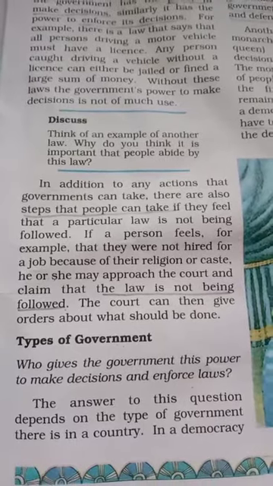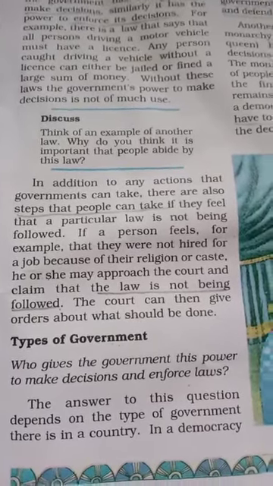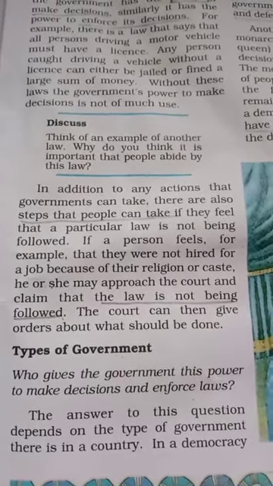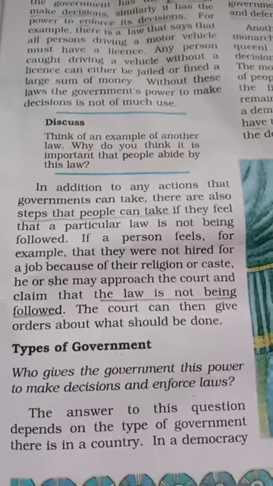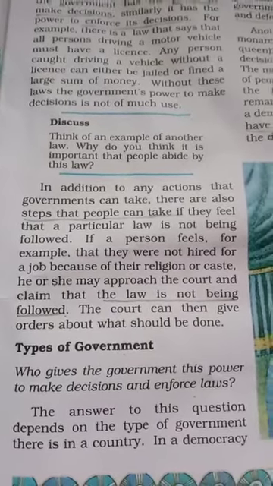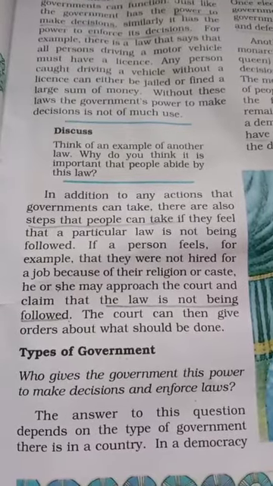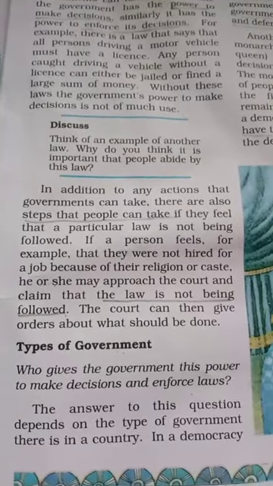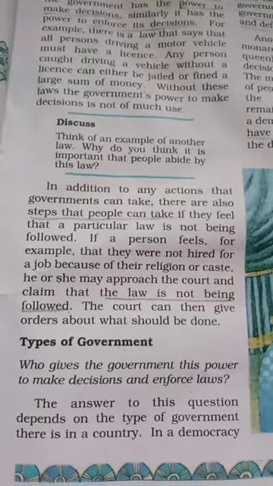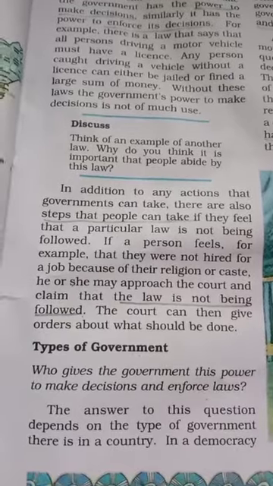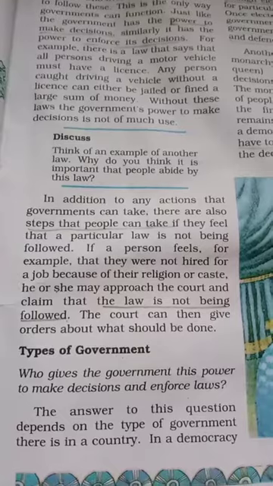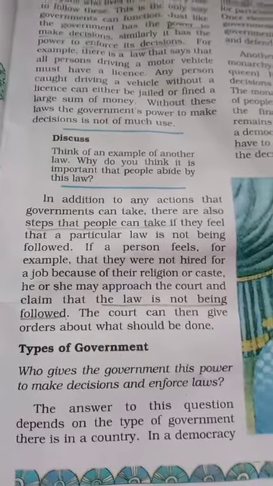If a person was not appointed because of his religion or caste, he can approach a court. The court can then give orders about what should be done, so the court can make decisions on that issue. So that is the power of the citizens in a democratic form of government.